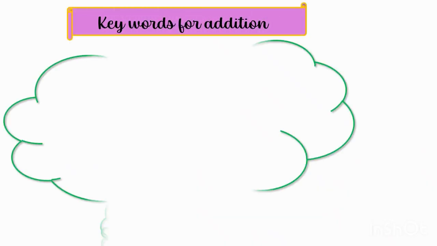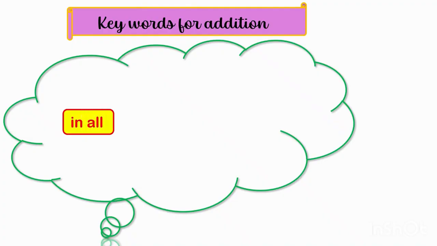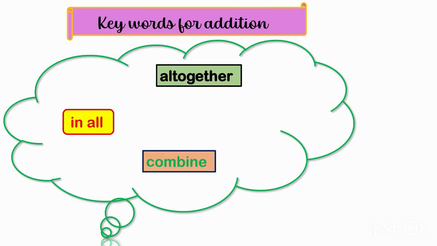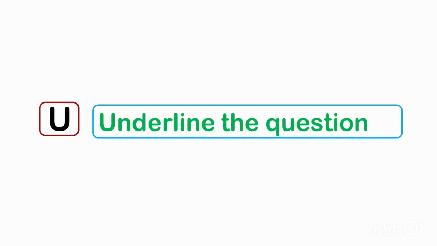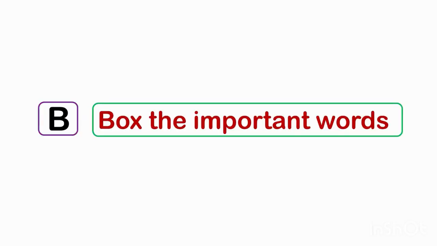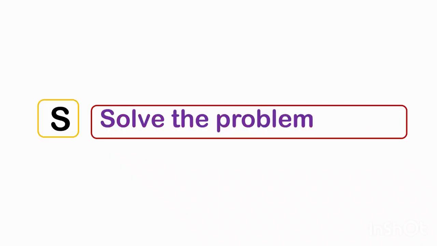Now let us find out how to do word problems. We need to concentrate on the keywords: all together, combine, total and sum. These tell us to do addition. Let us use the CUBS method to solve word problems. C, circle the number, U, underline the question, B stands for box the important words, and S, solve the problem.